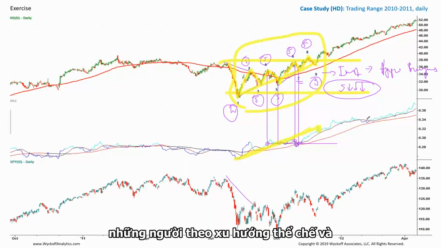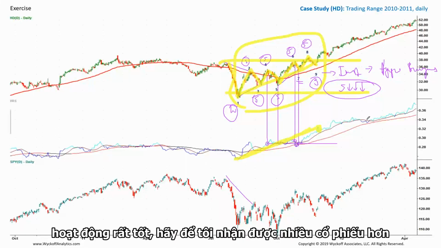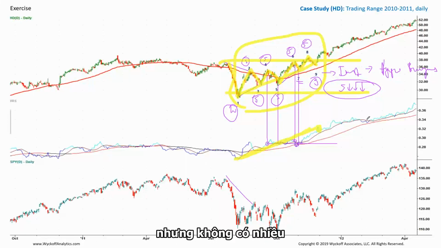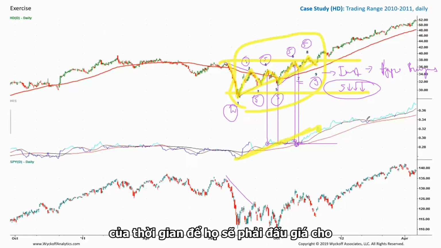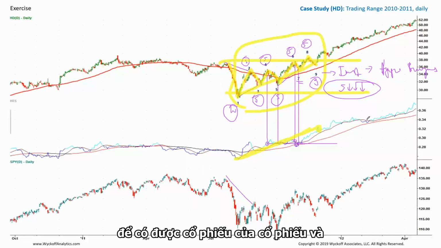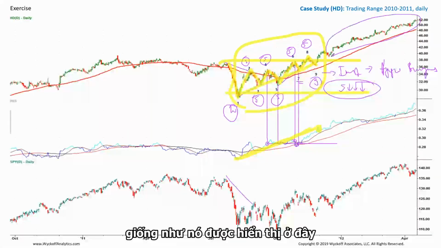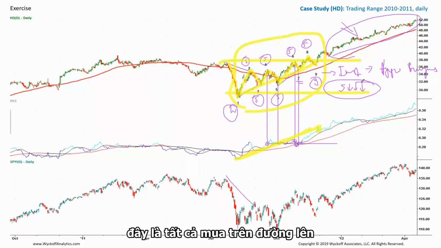Those are institutional trend followers, and they're going to say, well, this stock performs so well, let me get more stocks. But there is not a lot of availability of the supply at this point of time. So they will have to bid at auction to get the shares of the stock, and they're going to go into the auction scenarios where they will buy the stock at the higher price, like it's shown here. This is all buying on the way up. It's more subtle because the volume signature is going to be less.